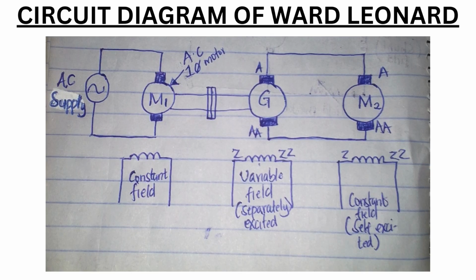The circuit diagram below is of Ward-Leonard control. The single-phase AC motor labeled M1 is the prime mover of generator, G, whereas motor M2 is the one whose speed is to be controlled.